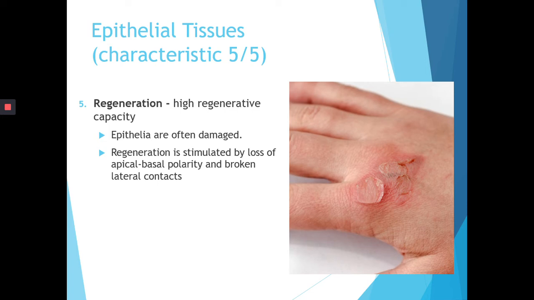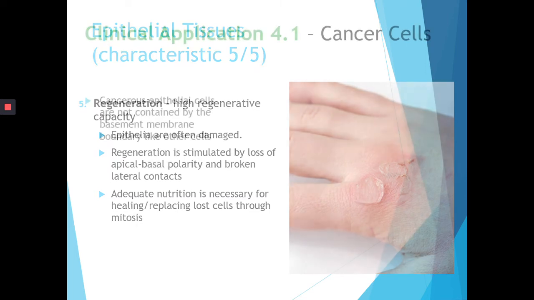So again, it's stimulated when we start seeing a break in the apical and basal polarity. When those lateral contacts are broken, then there's a stimulation that says, hey, we need to regenerate more cells and undergo mitosis. Now again, we have to make sure that our cells have enough nutrition so that there's enough energy and enough nutrients provided for the cells to regenerate and grow back. And again, we see our good friend mitosis being very key in that regeneration process.